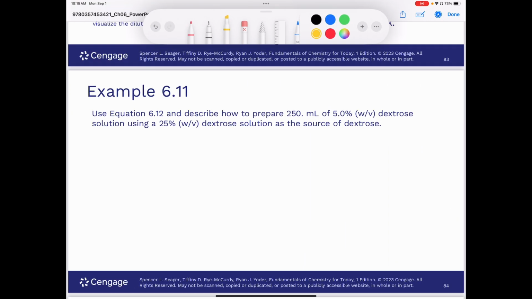Okay, let's take a look at example 6.11. It says use equation 6.12, so M1 times V1 is equal to M2 times V2, to describe how to prepare 250 mL of a 5.0% weight over volume dextrose solution using a 25% weight over volume dextrose solution as the source of the dextrose. So this is going to be our V2. This is what we want. This is going to be our M2. And this is what we're starting out with. This is our M1 right here.